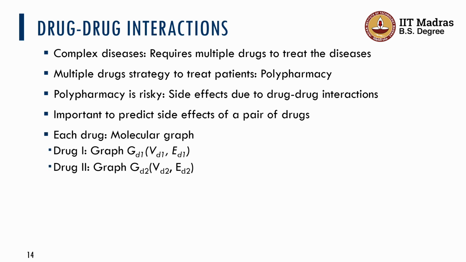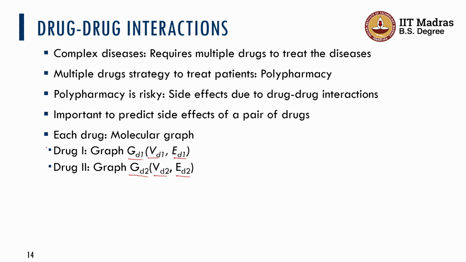Now, if we look at this particular problem, we can think of each of these drugs as a molecular graph. Drug 1 can be modeled as a graph GD1, with a set of vertices or nodes VD1 and a set of edges ED1. Similarly, drug 2 can be considered as the graph GD2 with vertices VD2 and edges ED2.